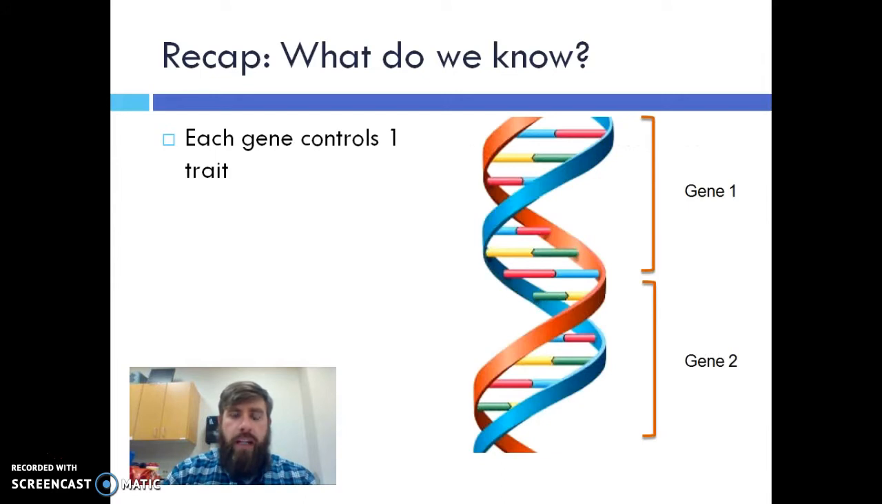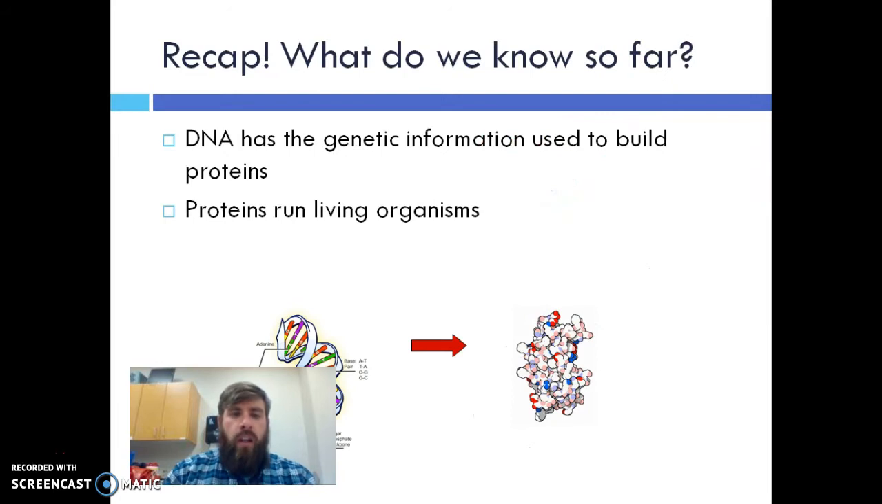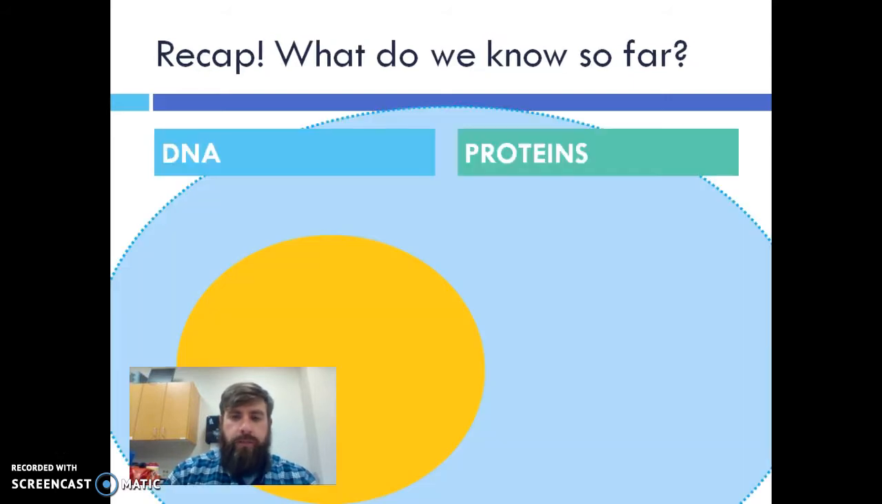One gene controls one trait. Now, I'm going to be honest with you, that's not always the case. For the sake of this class, we're going to say that one gene controls a trait. There are some traits that are a little bit more complex than that, but we're going to stick with that thought for now. So the DNA has that genetic information, and it's used to build a protein, and proteins run all of those living things.